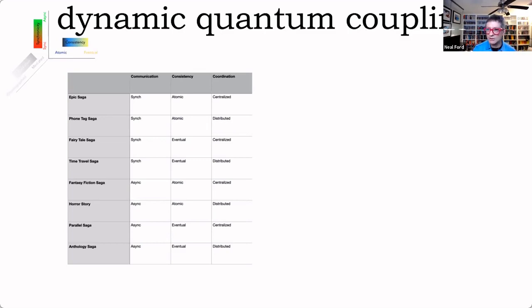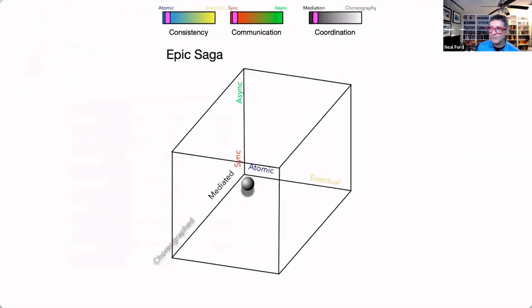And we've given names to all these things, so I'll talk about each of them in turn. The first of these we call the epic saga. And this is exactly what Chris Richardson talks about when he talks about a saga in his microservice patterns book. Notice this is atomic consistency, synchronous communication, and mediated coordination. This is trying to mimic a non-distributed architecture. Remember, the origin is a non-distributed architecture. This is trying to snuggle up as close to the origin as it possibly can.